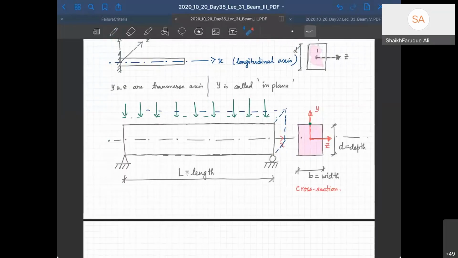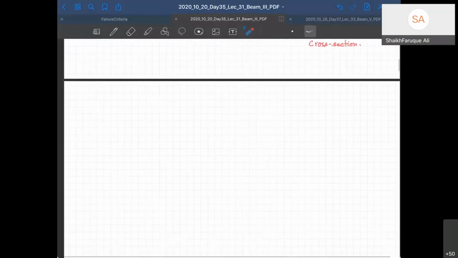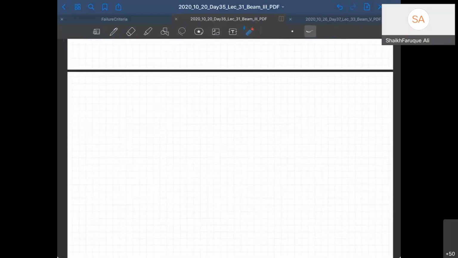Now let's look at how a beam deforms. Before we look into how a beam deforms, let us go into something called shear force and bending moment diagram. So if I have a simply supported beam, two simple supports, and then I give a point load here, P. How will its bending moment diagram and shear force diagram look like?